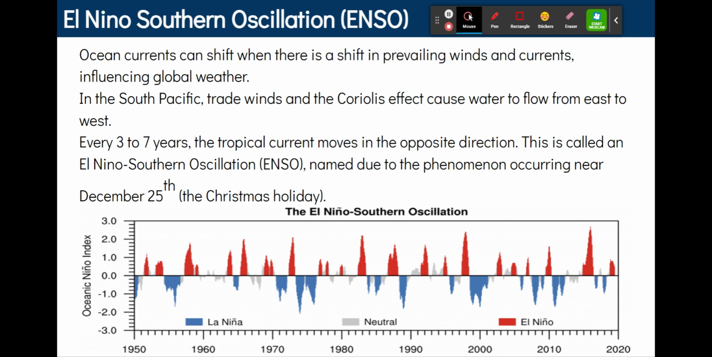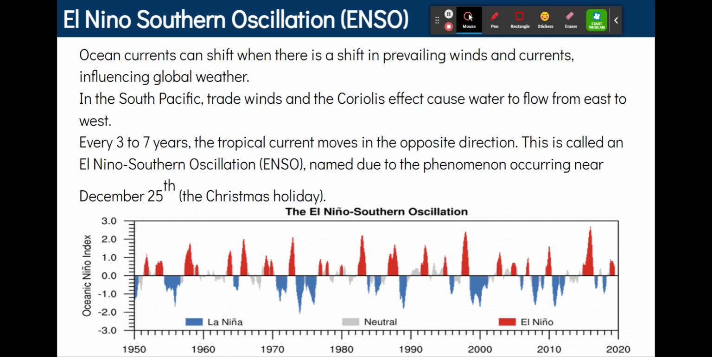Now we have the concepts of El Nino and La Nina. Ocean currents can shift when there is a shift in prevailing winds and currents, influencing global weather. We know that in the South Pacific, trade winds and the Coriolis effect cause water to flow from east to west because of the deflection of the wind due to the Earth spinning from west to east. Every 3 to 7 years, the tropical currents move in the opposite direction.